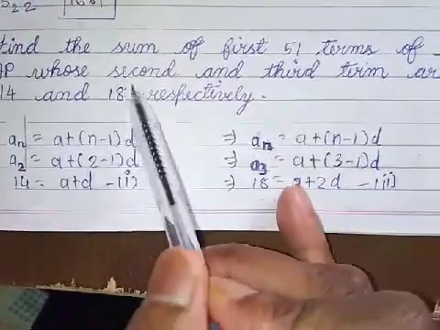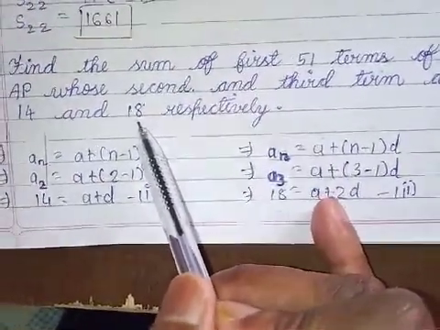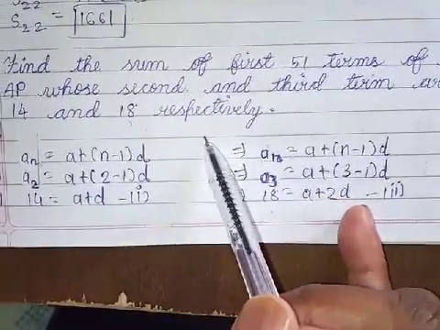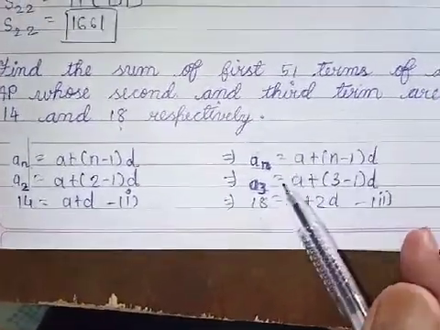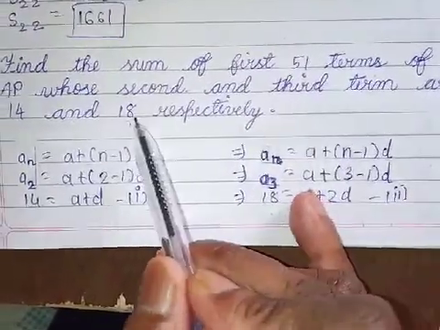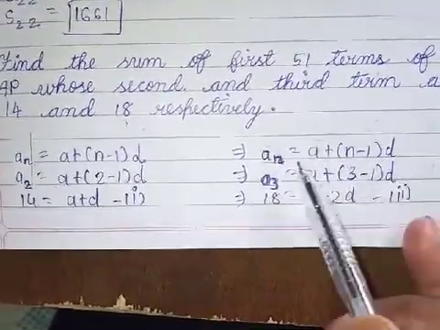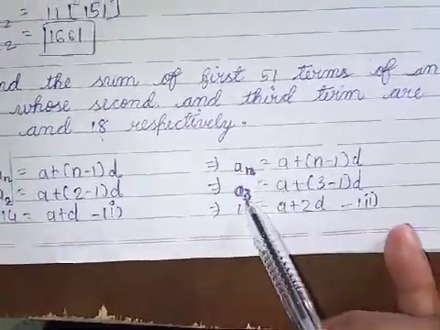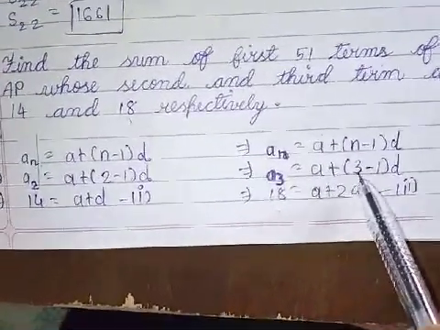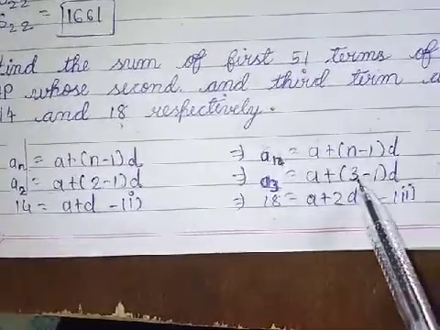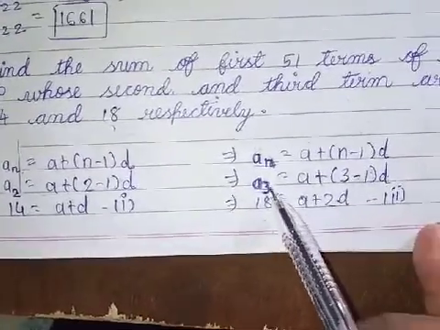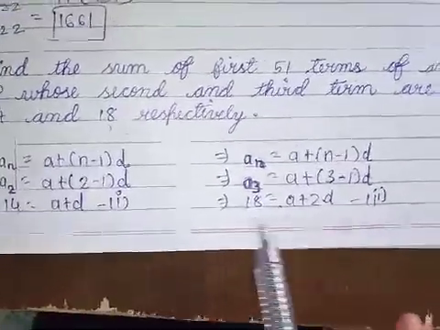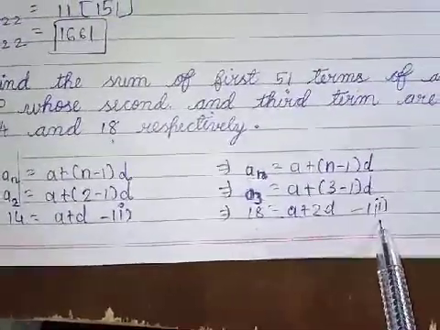The third term is 18, meaning A3 is 18. What is A3 equal to? A3 is equal to A plus 2D. So what do we get? A plus 2D is equal to 18. Substituting in the formula An is equal to A plus (n minus 1) into D, A3 will be equal to A plus (3 minus 1) into D, that is 2D. But what is A3? 18. So we got a second equation. Now we solve the first and second equation by the elimination method.